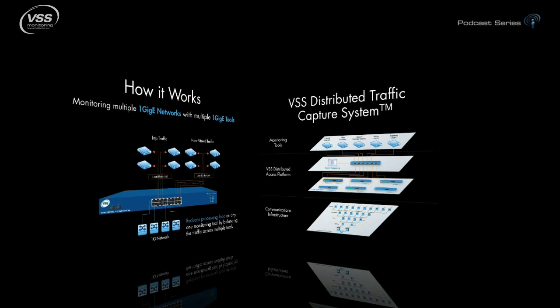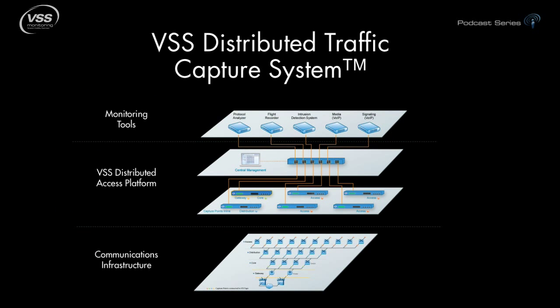Let's take a look at a VSS distributed traffic capture system in a network architecture. At the bottom, we have a standard communications infrastructure with your gateway, your core, access, and distribution layers. Now within each one of these layers, we have different capture points where you want to see the traffic, both inline and span. At the top is our monitoring tools layer with a number of different monitoring tools, 5 in total. In the middle is the VSS distributed access platform, which acts as a bridge between the monitoring tools and the communications infrastructure.